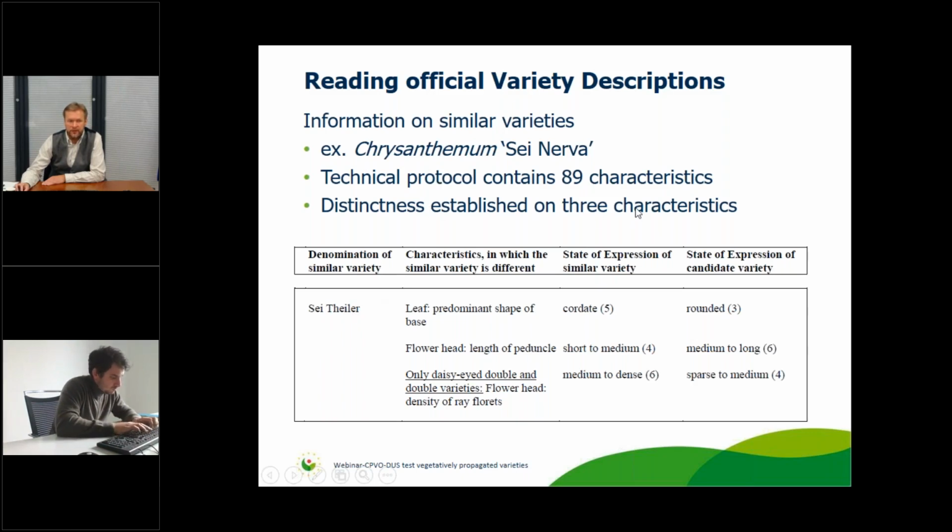Distinctness was established on 3 characteristics: in the predominant shape of the leaf base, the candidate variety has a rounded leaf shape at the base, the similar variety cordate. For the flower head, the length of the peduncle for the candidate is medium to long, the similar variety short to medium. And for the flower head, the density of ray flowers is sparse to medium, whereas for the most similar variety, it's medium to dense.